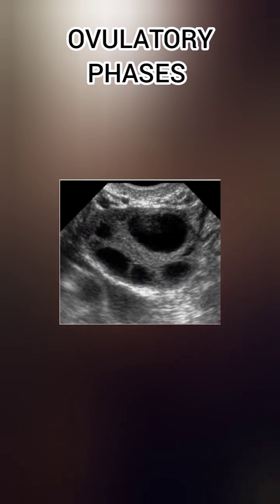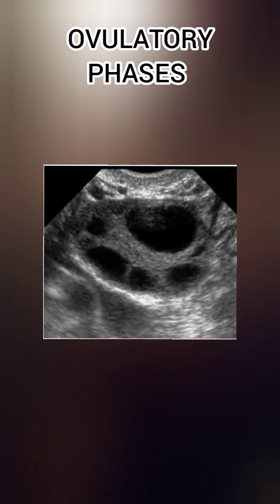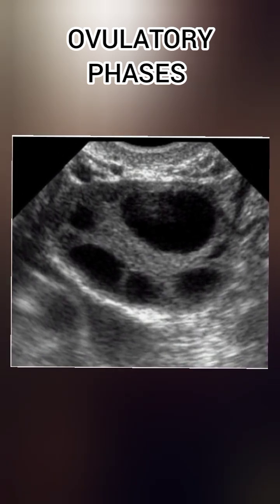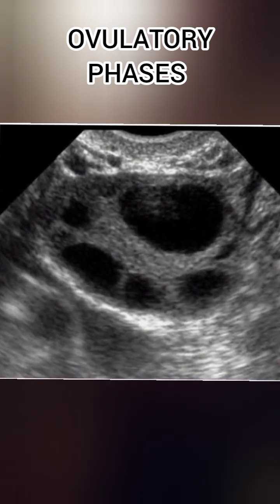Ovulatory phase of the ovary. Ovulation occurs at the rupture of the mature follicle. The ovum is released from the mature follicle. Normally, it occurs on day 14, which is the midpoint of an ideal 28-day cycle. Usually, some will complain of pelvic pain. We call that ovulatory pain or mittelschmerz.